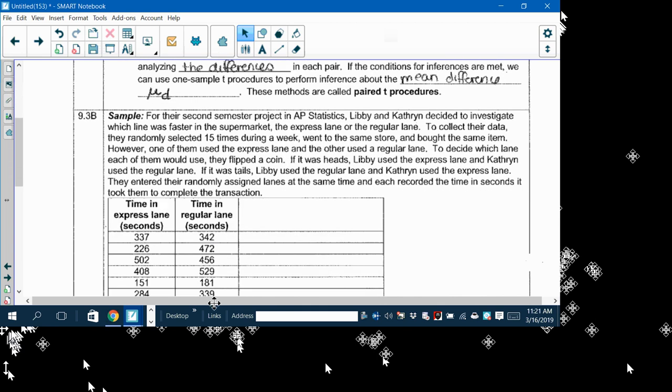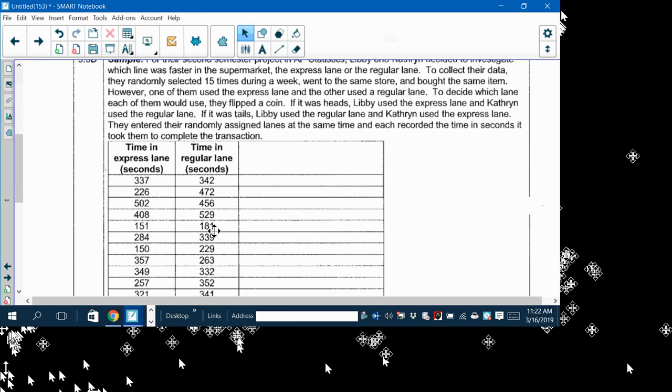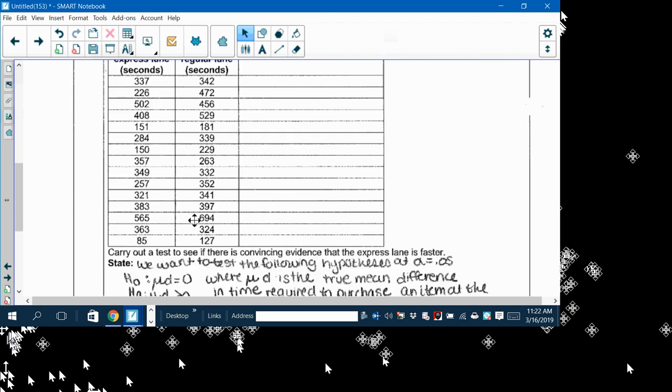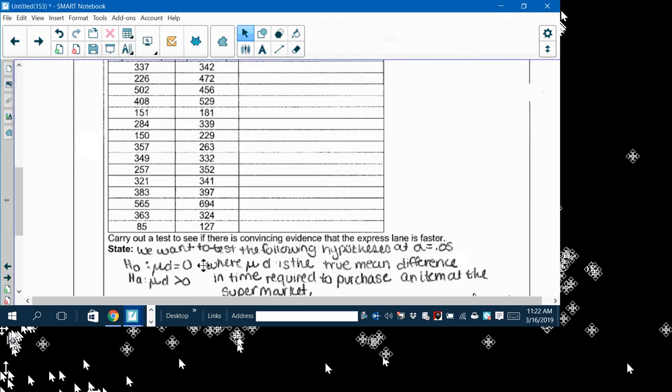So Catherine and Libby decided to see which one was faster. Was the express lane really faster? Okay, and so they show the extent to which they go to make sure that this is a random experiment, and then they go ahead and calculate the time.